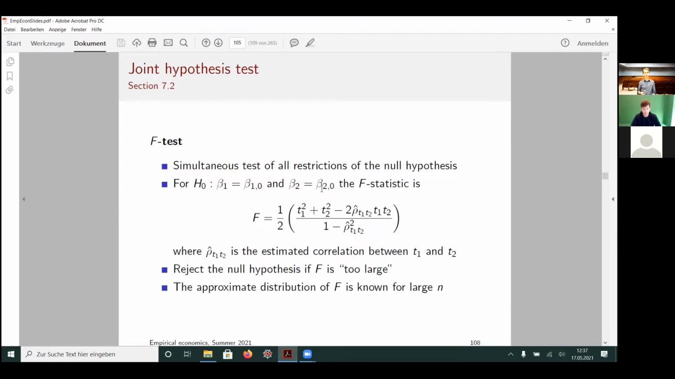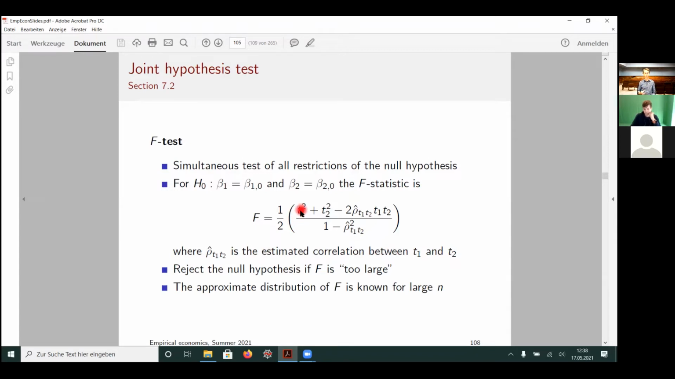Then we can compute the F statistic if we use the t statistics and merge them in this complex way. So we take the square of the first t statistic, we add the square of the second t statistic, we subtract something, and we divide by something, and then we take the half of the entire quantity here. And this something here and here is based on the estimated correlation between the two test statistics. However, that is derived. Okay, that's not really relevant here. And then in a way, we merge the two t-tests into a more comprehensive test statistic, if you like.